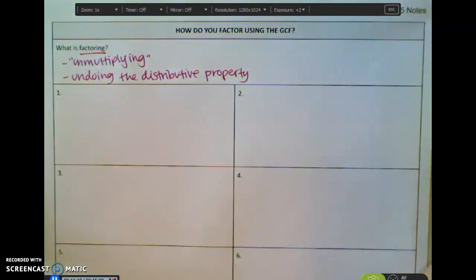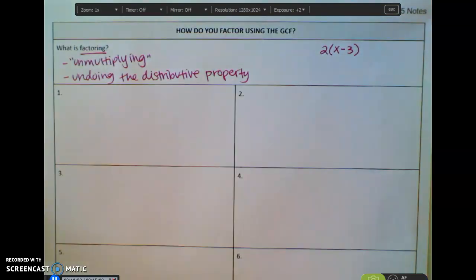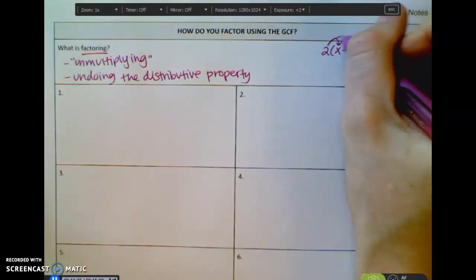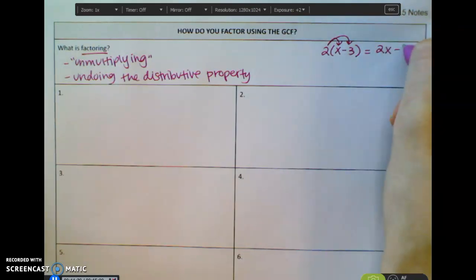Well, we know how to use the distributive property. If I gave you this problem, 2 times x minus 3, what would you do? You take the 2 and give it to the x and give it to the negative 3. You distribute it, and that gives us 2x minus 6.